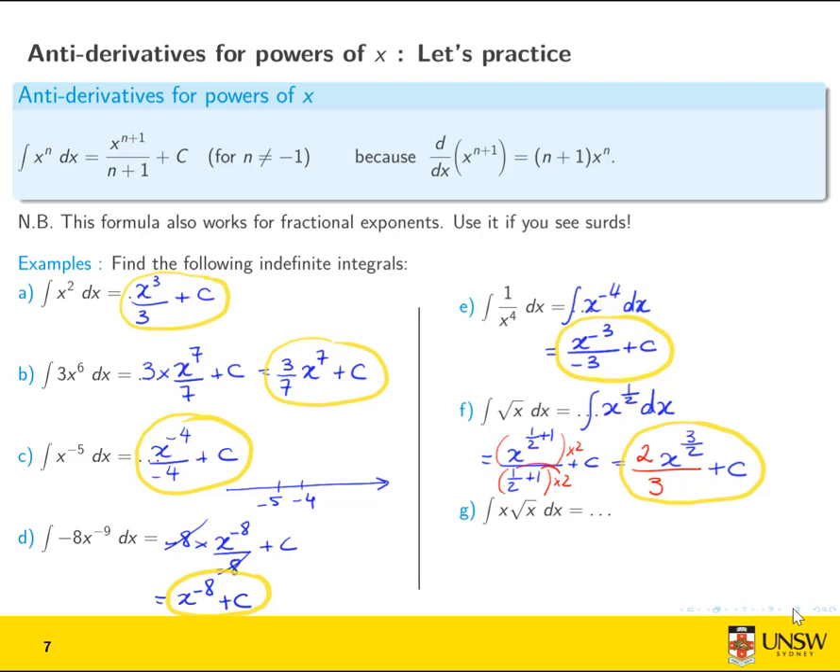Question G, same thing again, probably a good idea to rewrite the function first. So x is x to the power of 1, the square root is the power 1/2. So really we have x to the power 3/2 here. We use our rule again, increase the exponent by 1 and divide by this exponent. And again, I'm going to use my trick I love so much. I'm going to multiply the top and the bottom by 2. And then that gives me 2x to the power 5/2 over 5 plus constant.